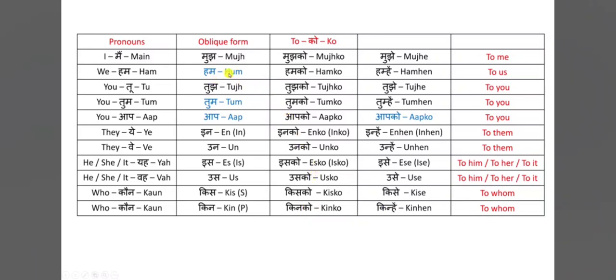हम प्लस को हमको, हमें. तुझ प्लस को, तुझको, तुझे. तुम प्लस को, तुमको, तुम्हें. आप प्लस को, आपको. And here it is the same word, आपको.